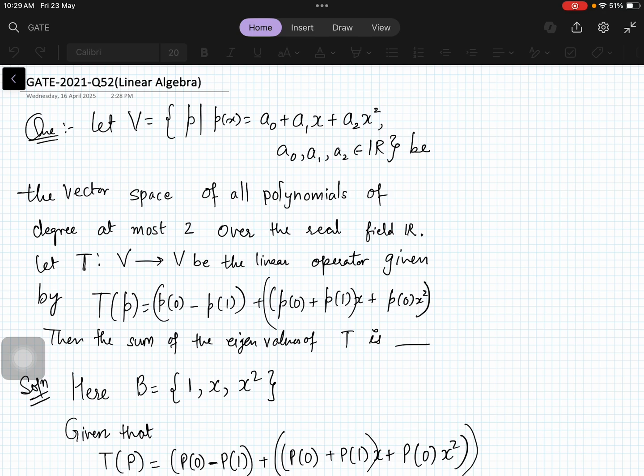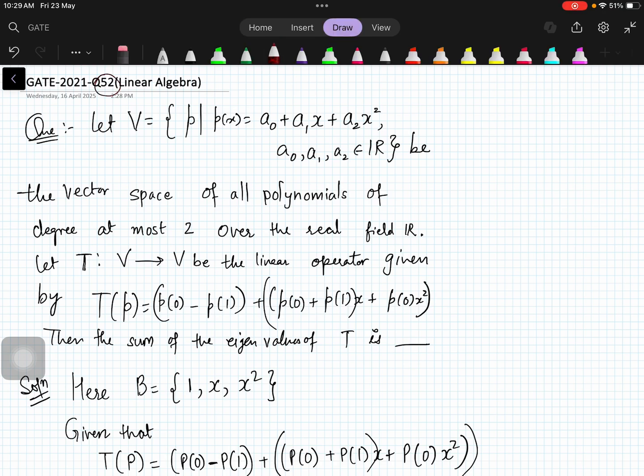Here we are talking about a problem which was asked in GATE 2021, question number 52. It is based on linear algebra. So let us read the statement.